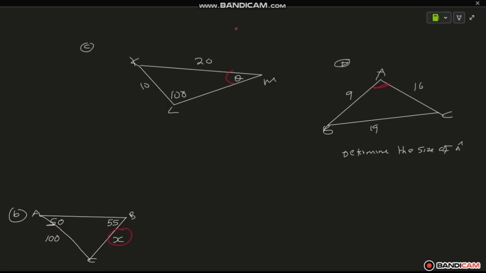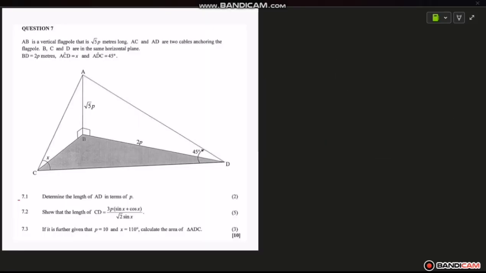These are the sides that you must actually determine, but before determining them, check which rule is applicable so that you can calculate those sides or the angles. Okay, let's try to do this example.